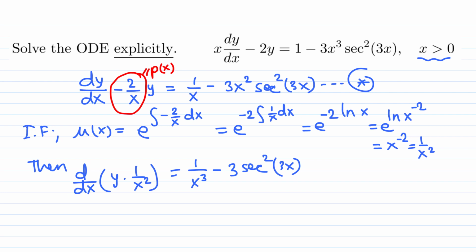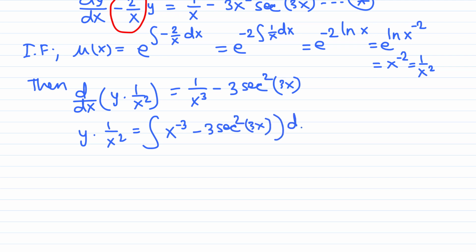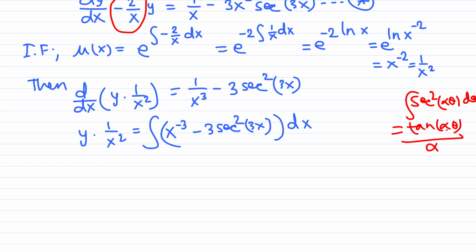Okay, now we integrate both sides with respect to x. So y times 1 over x squared will be, when we integrate with respect to x, 1 over x cubed, let me write it this way, x raised to negative 3, minus 3 secant squared 3x, and we are integrating with respect to x. Here we can use the power rule, and for secant squared, we know that the integral of secant squared alpha theta d theta is simply tangent divided by that alpha. A little chain rule, but this is how we find the integral.